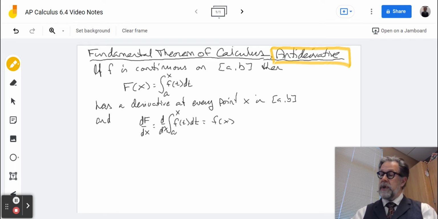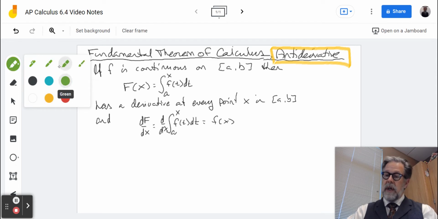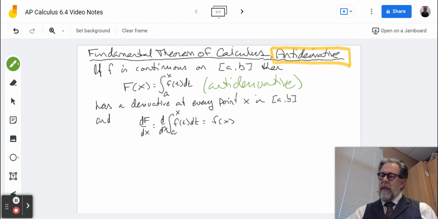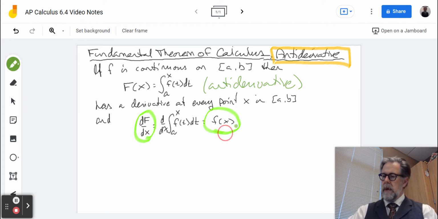If f is continuous on [a, b], so thing one, we're starting with a continuous function, then the function capital F of x, which is defined as the integral from a to x of f of t dt, you'll notice that in the last section we referred to this as the antiderivative. And that's fairly important here. That function has a derivative at every point x in the interval [a, b], and that derivative is equal to the function f.